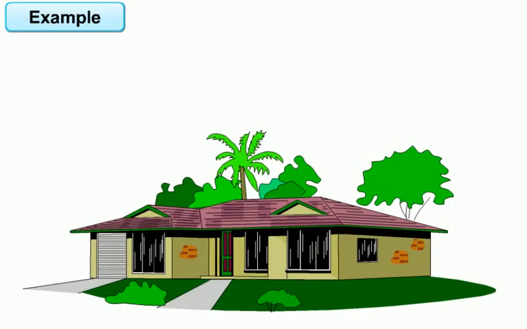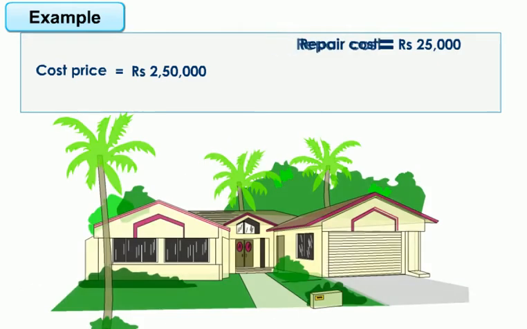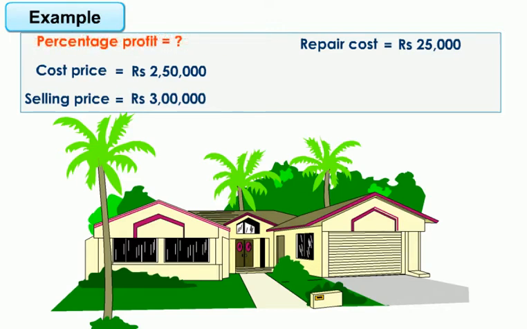Students, let us now look at a few examples. This one says, Ram bought an old house for rupees 2,50,000. He spent rupees 25,000 for the repair and decoration of the house. He sold it for rupees 3 lakh. Now, what was his percentage profit?